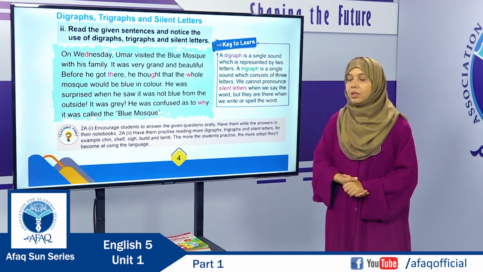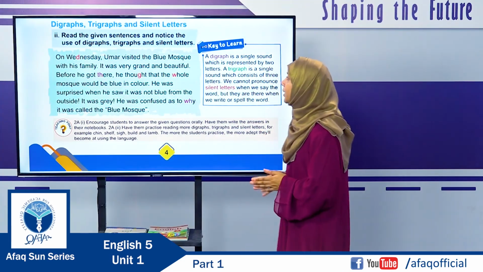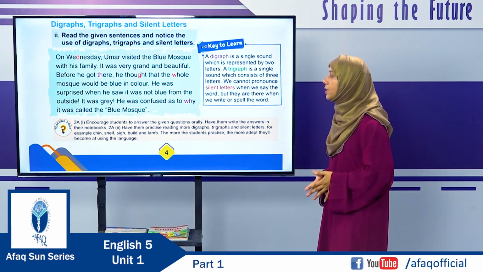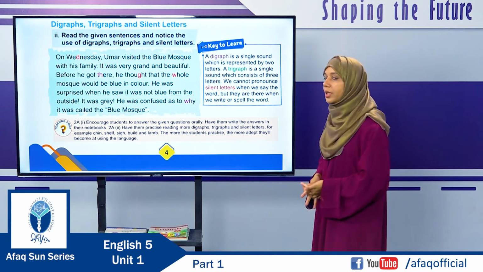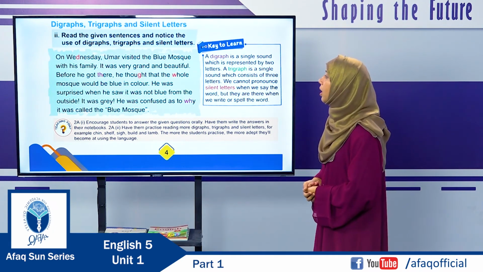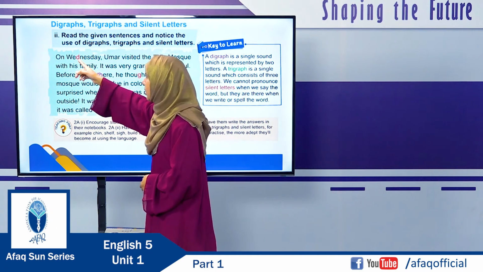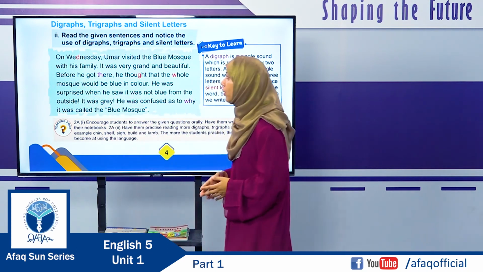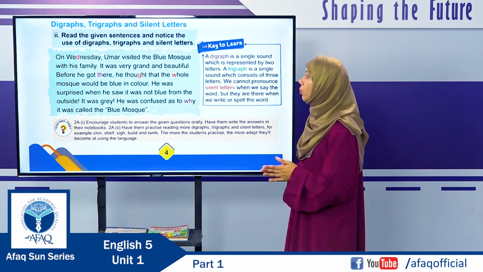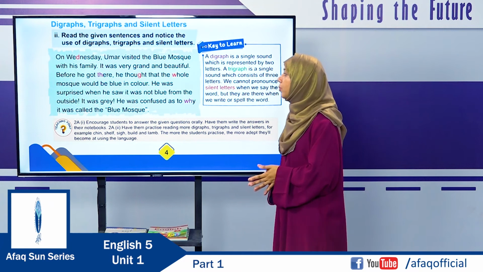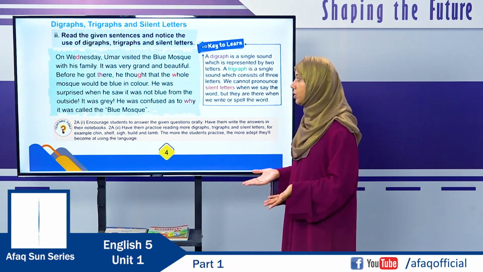So dear students, now let's turn to exercise number 2. Read the given sentences and notice the use of digraphs, trigraphs and silent letters. Let's read this paragraph. On Wednesday, alright, so this D is silent here. We do not say Wednesday as it is spelled, we say Wednesday. On Wednesday, Umar visited the Blue Mosque with his family. It was very grand and beautiful.